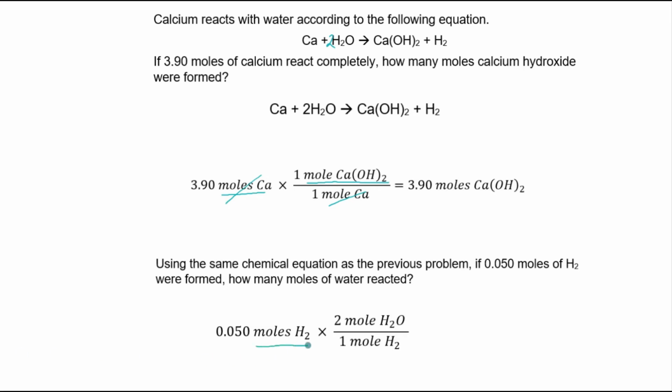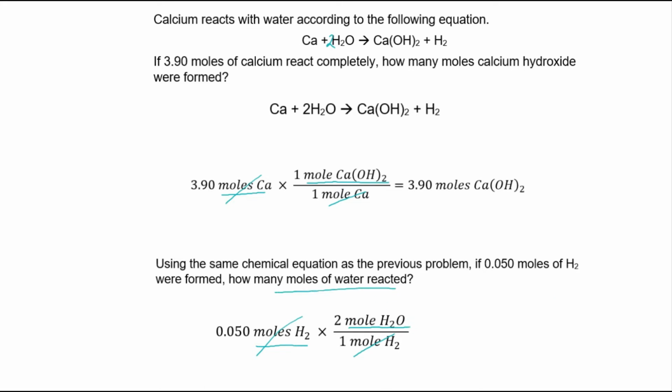I have been given moles of hydrogen. That is what I want to make sure cancels. So here is my mole ratio. You can see that I put my moles of hydrogen in the denominator there, so I get cancellation. I am left with moles of water, which is exactly what the problem asked me for.